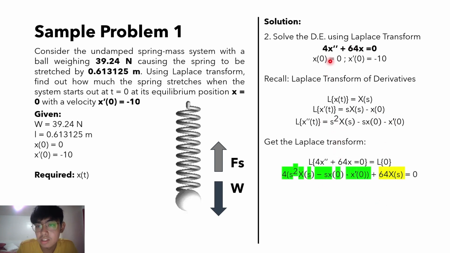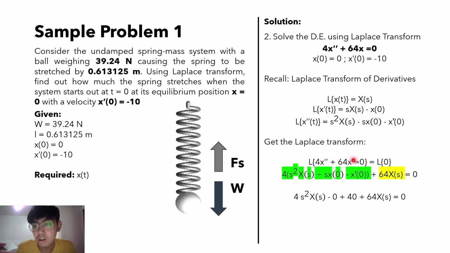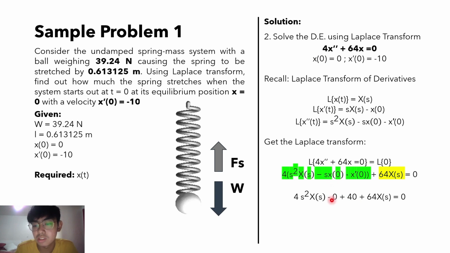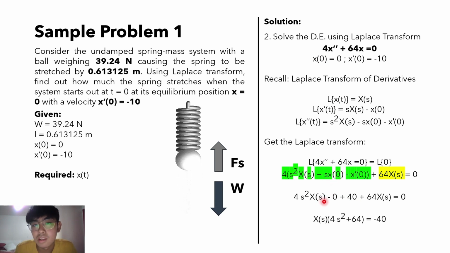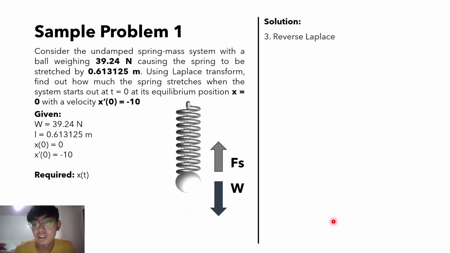So this is the x double dash. I just put this here and attach the constant 4, plus this. I just replaced x with X(s) times the constant 64. So distributing 4, we get this. Obviously, if we put -10 here, we're going to get a positive value, times 4 is equal to 40. Our initial displacement is 0, therefore this will equal 0. So factoring out X(s), we get this. And solving for X(s), we can finally solve for the differential equation using the inverse Laplace.